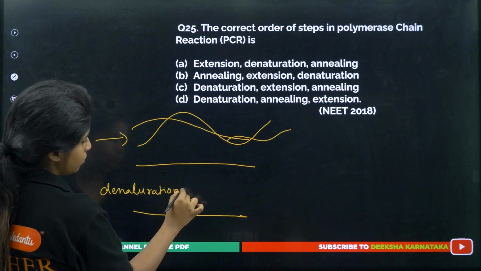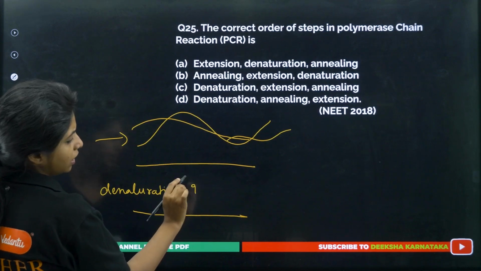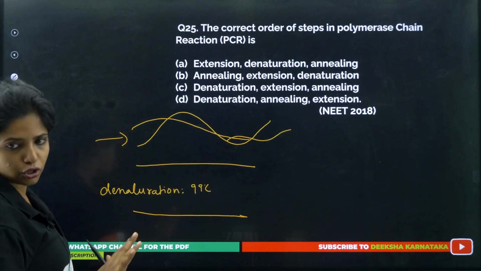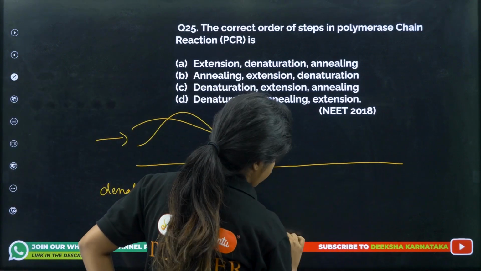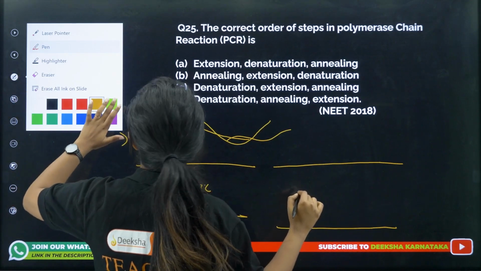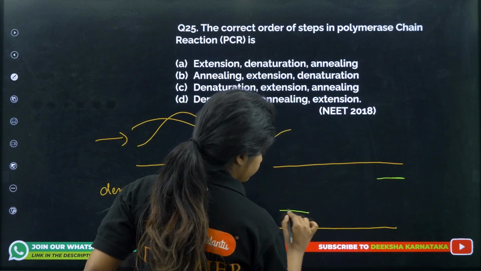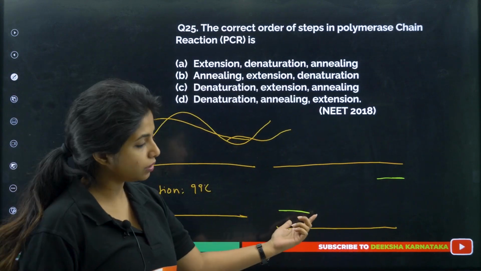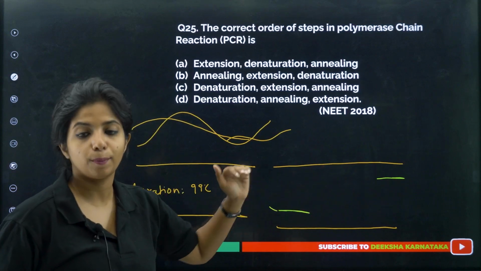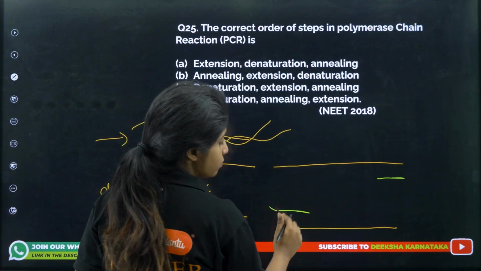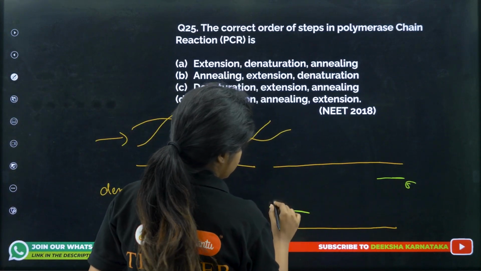And this is done at almost 98 degrees Celsius, okay? A very high temperature is required for cleaving them. The second step is that I would put primers over here in the strand. That primer gives a start for the extension of the DNA, for replication. So for that I need primers, and primers are added over here.